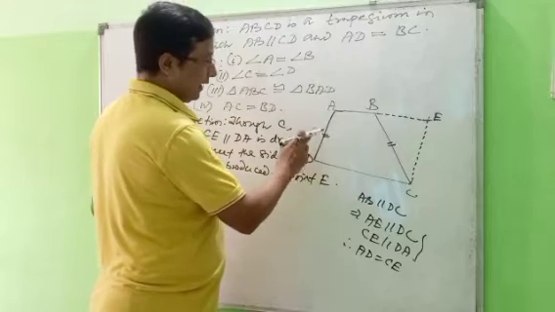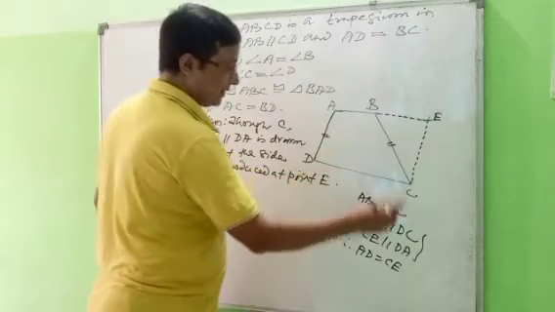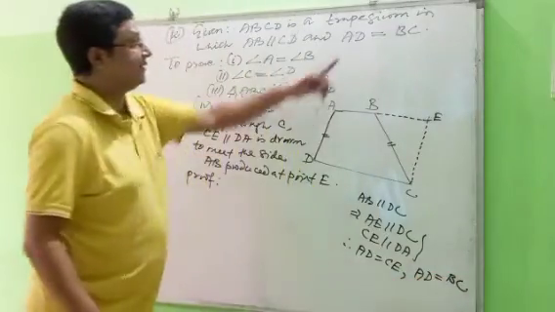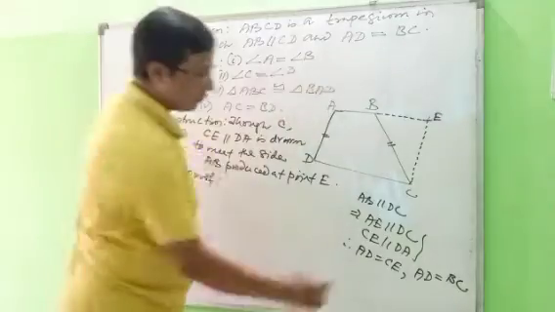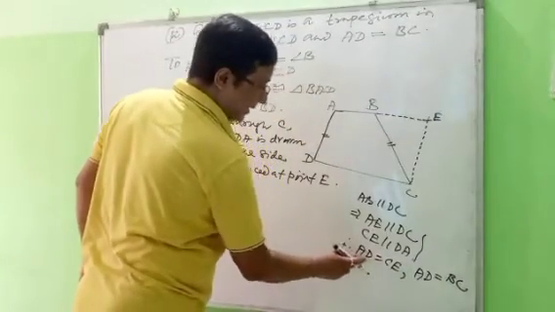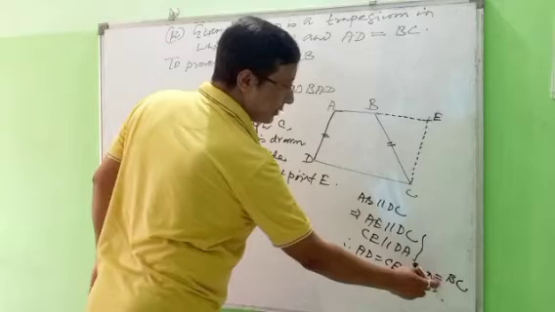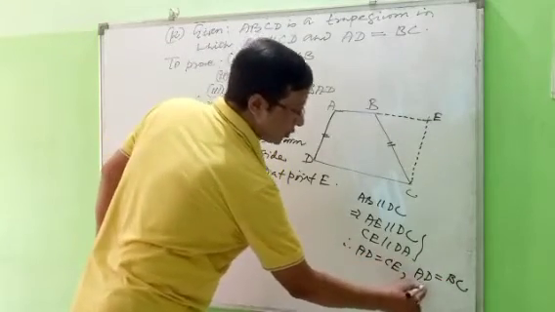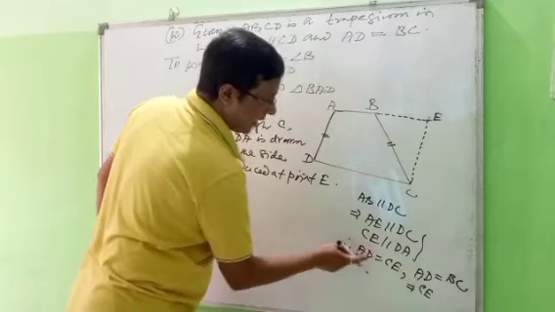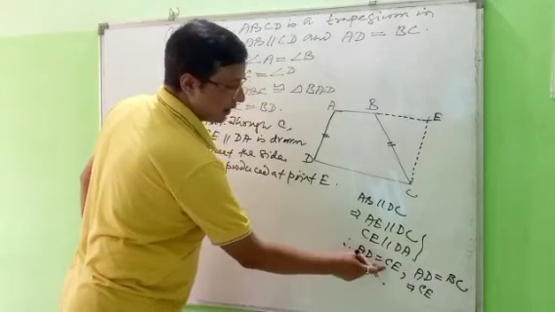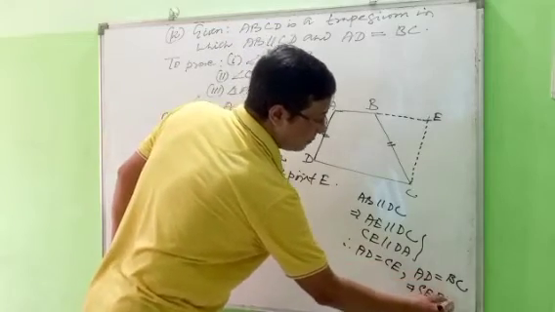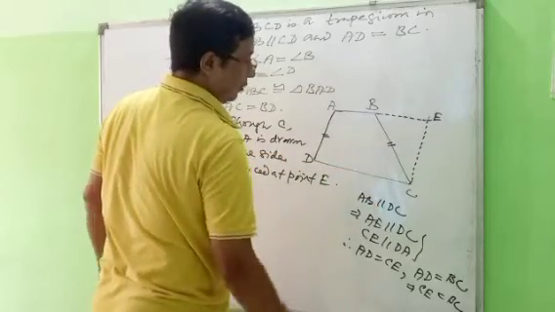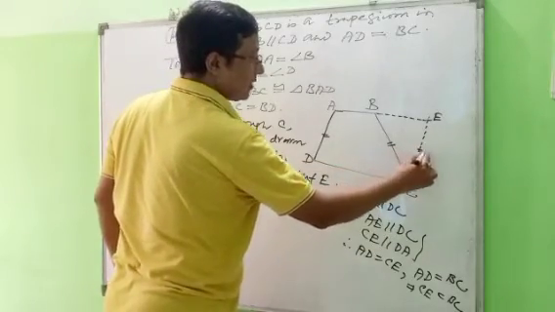Next, they have given AD equals BC. This one is given. So by comparing these two equations, AD equals CE and AD equals BC, in place of AD you can write CE because they are equal. So CE equals BC. So you have made these two sides also equal.